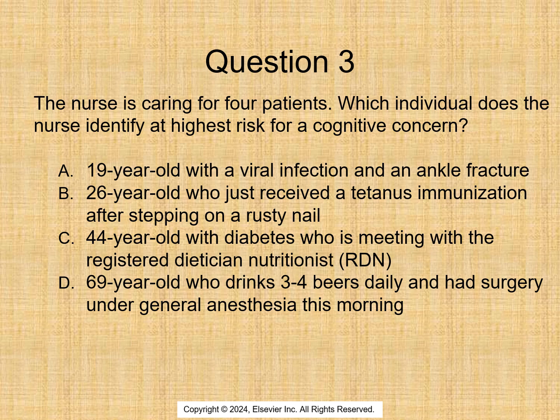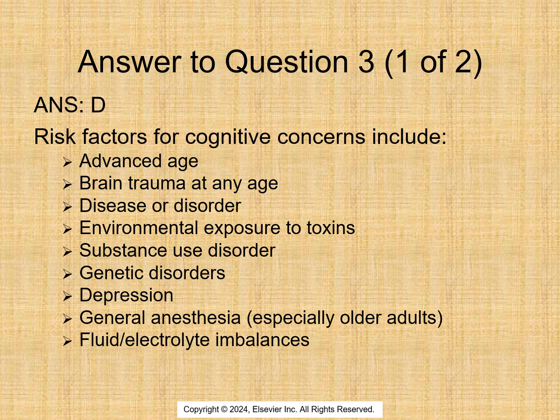Next, the nurse is caring for 4 patients. Which individual does the nurse identify at the highest risk for a cognitive concern? A 19-year-old with a viral infection and an ankle fracture, a 26-year-old who just received a tetanus shot after stepping on a rusty nail, a 44-year-old with diabetes who's meeting with the dietitian, or a 69-year-old who drinks 3 to 4 beers daily and had surgery under general anesthesia this morning. The answer is D, the 69-year-old who drinks regularly and is emerging from general anesthesia.